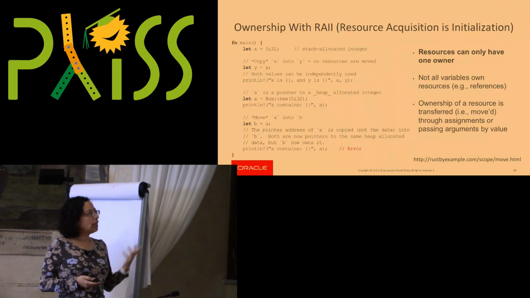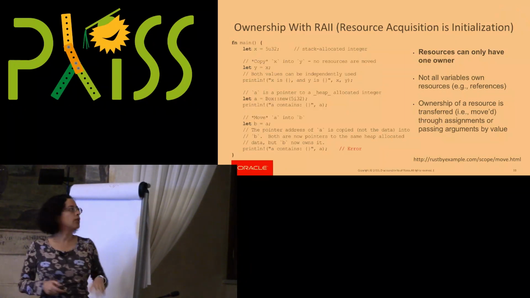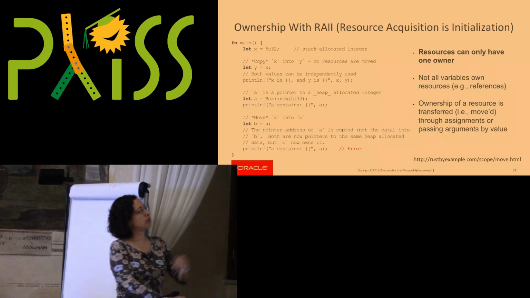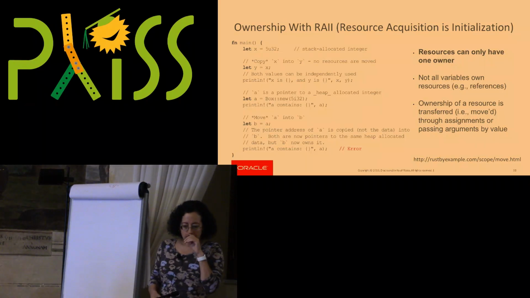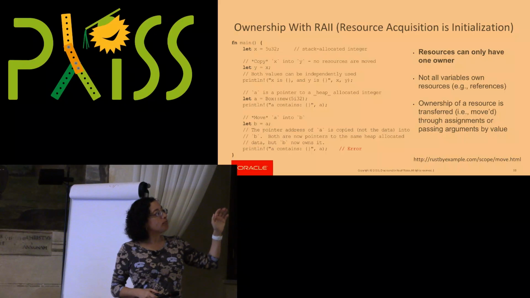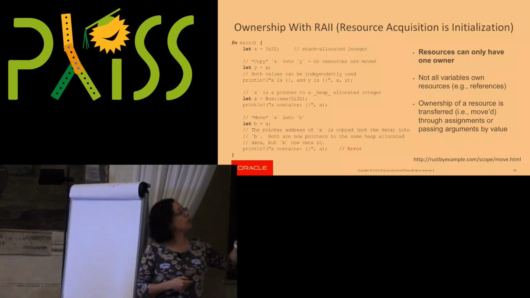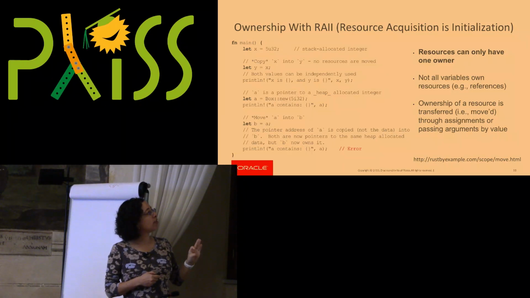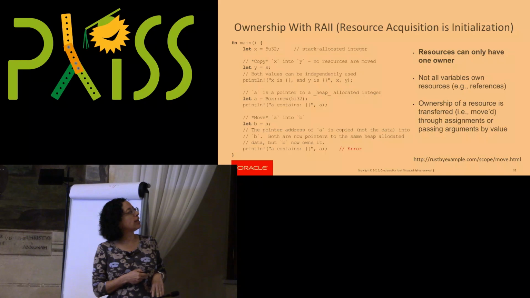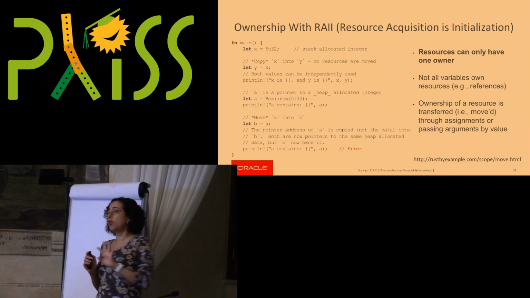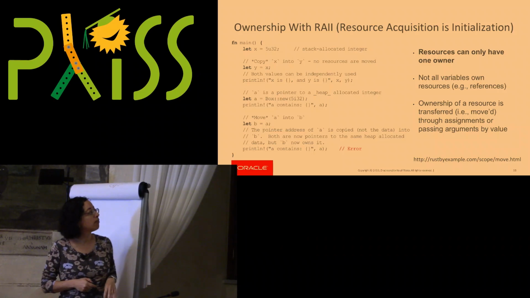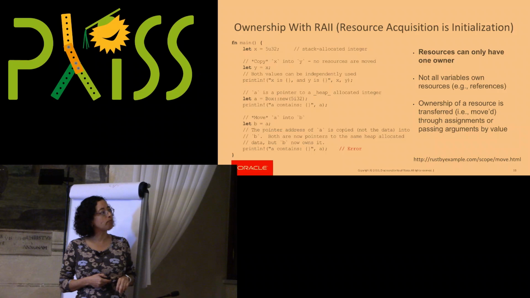So let us look very briefly at some examples, right? With ownership, with resource acquisition is initialization. In Rust, resources can only have one owner, right? When you look at this code here, let's say that I have a variable x, right? It's being stack allocated, it's an integer. And now let's say that I have a variable y, and y equals x. So I'm basically doing a copy from x into y, right? So I'm not moving any resources at this point in time. And I can print those values for x and y.